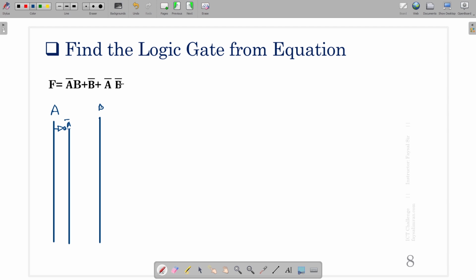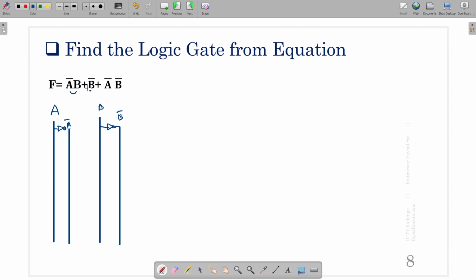Okay, also we need B bar, so we have to draw again. So here we have a not logic gate and the input is B. That means you will get B bar from this line. So this is B bar. Now what we have to do, at first look, here we have a multiplication A bar into B. B bar does not have any kinds of operation here.